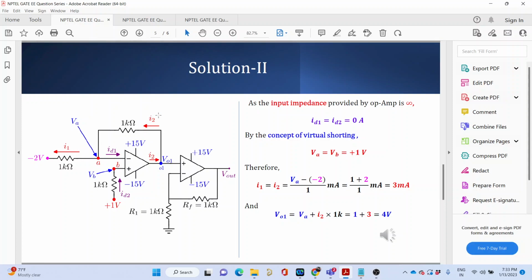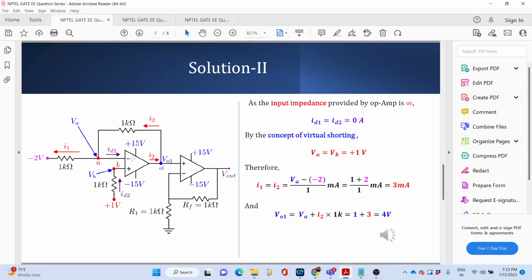So if I1 is equal to I2, then the potential at V01 would be the potential at this point plus the potential drop across this 1 kilo ohm. Right? Because V01 must be at a higher potential. As current is flowing from this point to this point, it must be at a higher potential.